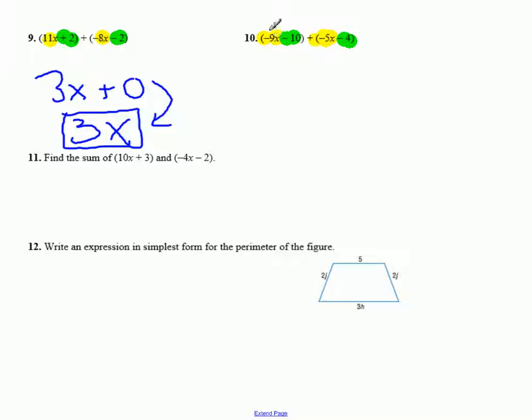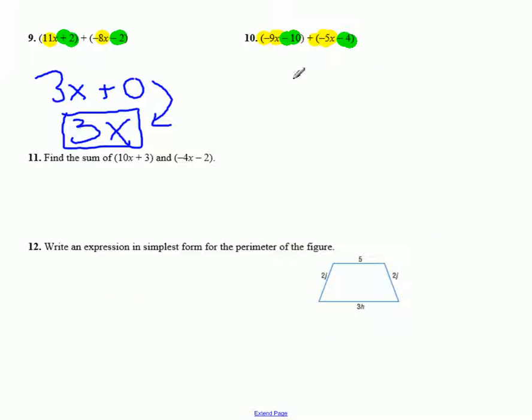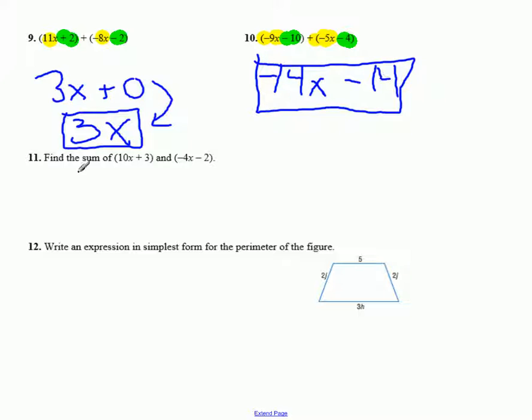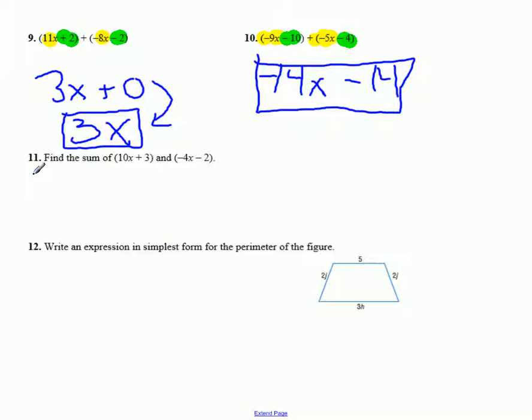All right, over here, negative 9x and negative 5x. Same signs add. I get negative 14x when I add those two. Negative 10, negative 4, negative 14, same signs add. See how many times I'm checking this? This is how many times I'm looking at this or saying it.